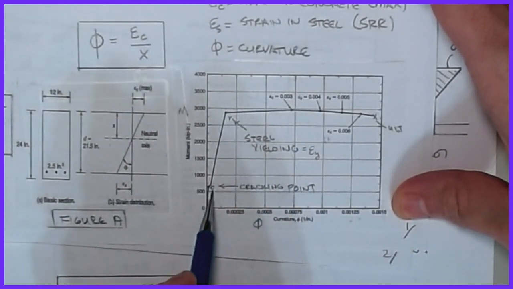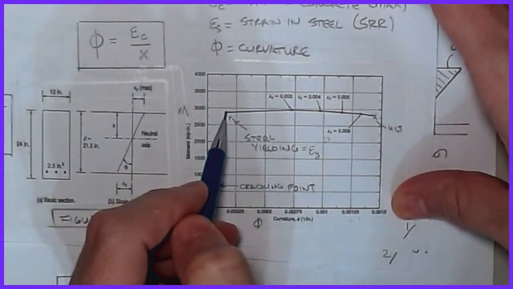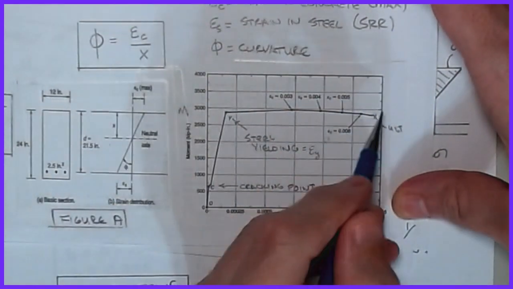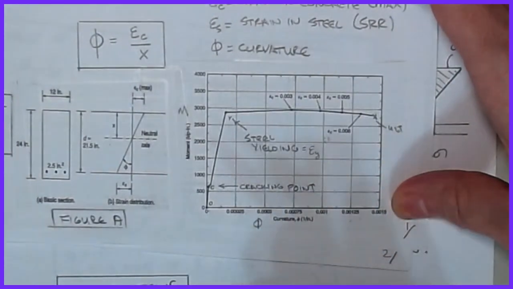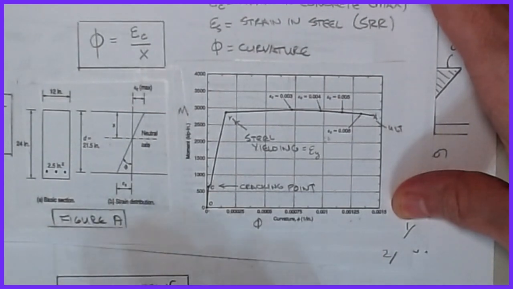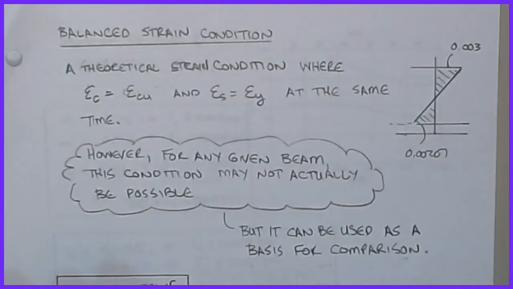In our last video, we talked about how to figure out where the cracking point was and then where the steel yielding point was. In this video, we're going to be looking at figuring out where that last point is, and what our corresponding moment and corresponding curvature are. And so that's the purpose of this video, okay. All right.